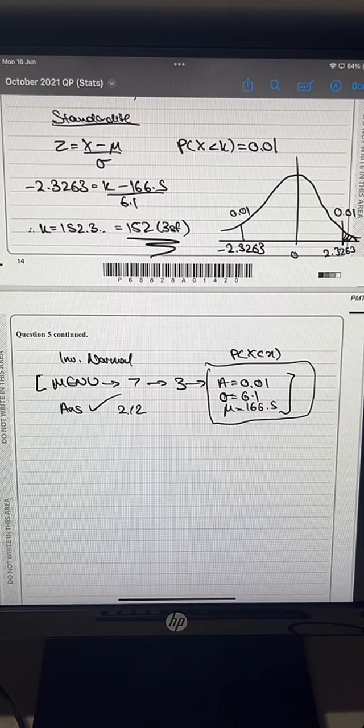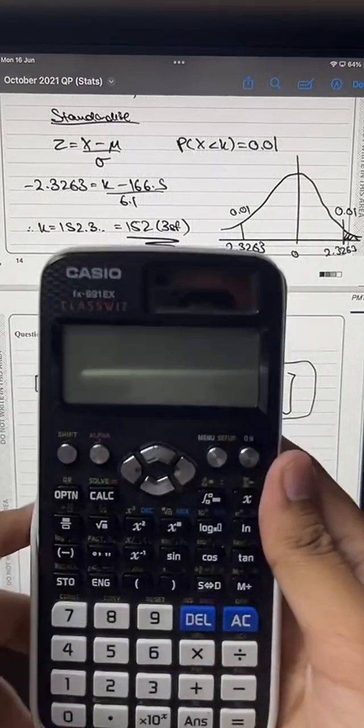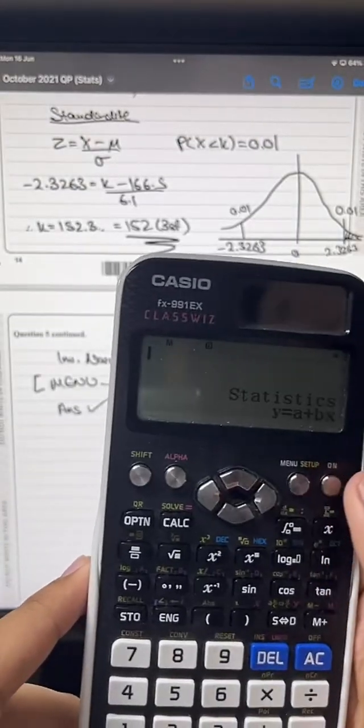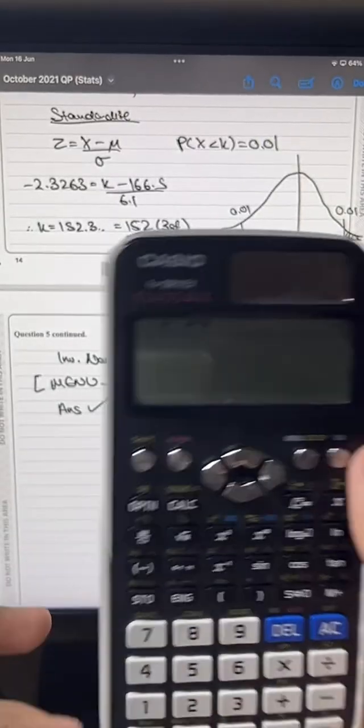Wait, I can't find it. I use CG50. I use this one. I think this is the previous one, is it? This is the one I use. So I'm going to show you how to use it visually here.